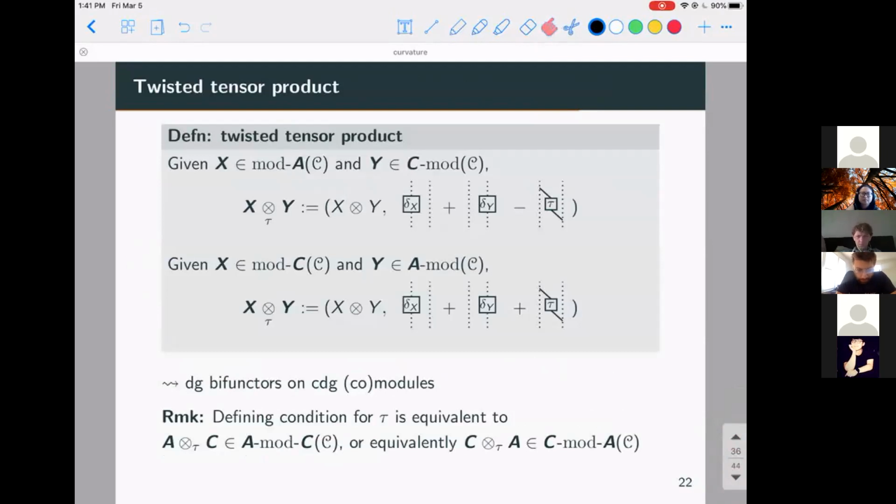So I have a right A module, say, and a left C module. The usual tensor product would be, okay, I know how to take a tensor product of the underlying objects, unbolded X and Y. Each of these X and Y has a differential, and this is the usual differential that you would write down on a tensor product, right? But that's not it. You add this extra term, which comes from the twisting cochain. So let's just understand what this picture says.